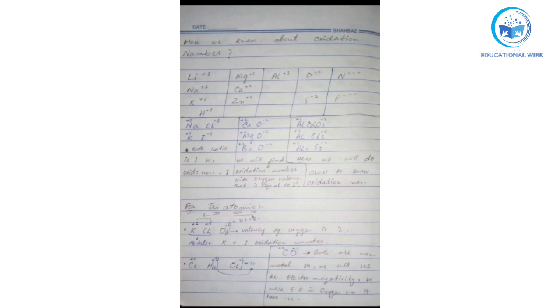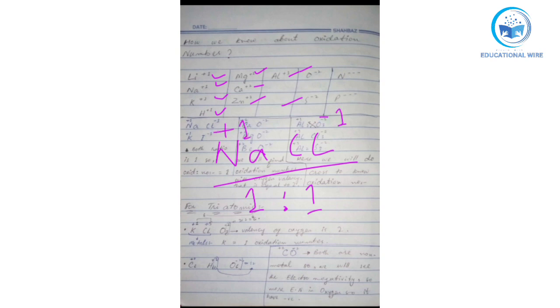Same here, like I have written many compounds here, like lithium, sulfur, potassium, hydrogen, magnesium, calcium, zinc, aluminium, oxygen, sulfur, and more. Now let's talk about the first one. If we are having NaCl, how will we find its oxidation number? We will find it by the ratio. The ratio of Na is 1 and Cl is 1, so their oxidation numbers are +1 and -1. It's +1 because it's a metal, and -1 because it's a non-metal. With this method we can find the oxidation number of simple compounds like NaCl.